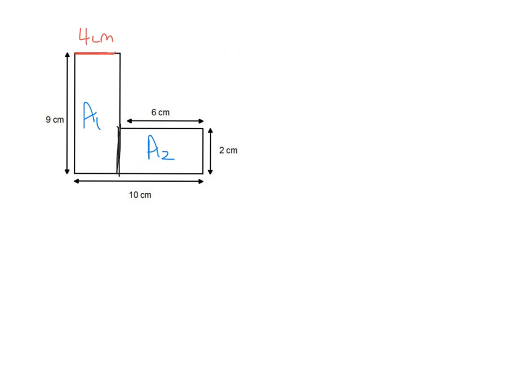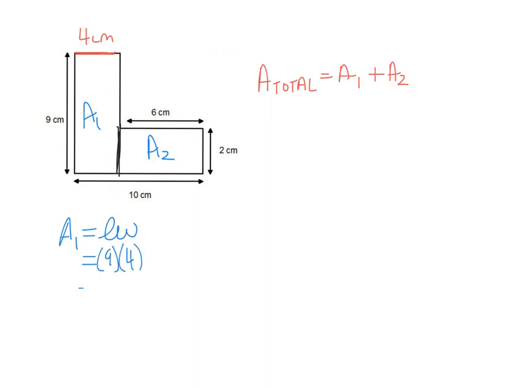So now that I've identified any unknown lengths or sides that I need to know, I can now write my total area formula. Area total equals A1 plus A2. And now I'm going to solve area 1 and area 2. So area 1, it's a rectangle, so I use length times width. The length is 9. The width is 4. 9 times 4 gives me 36 centimeters squared.